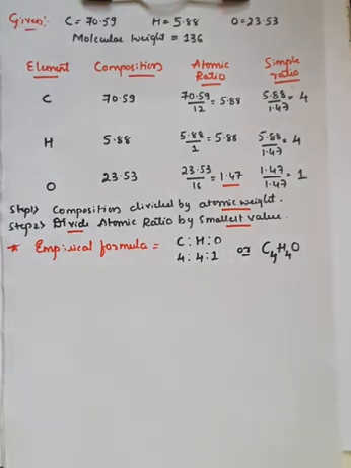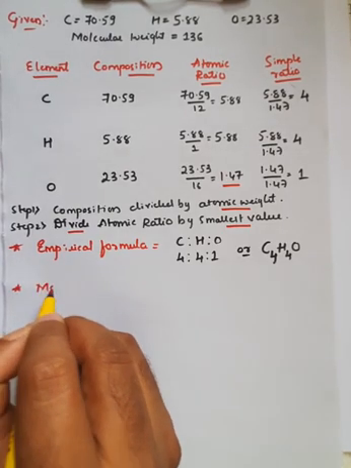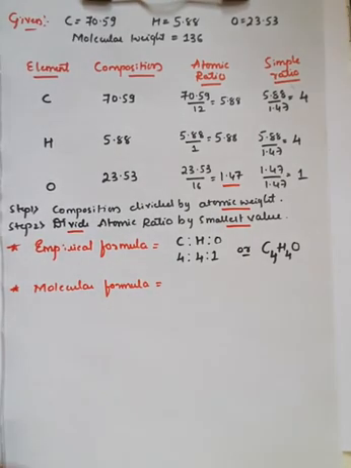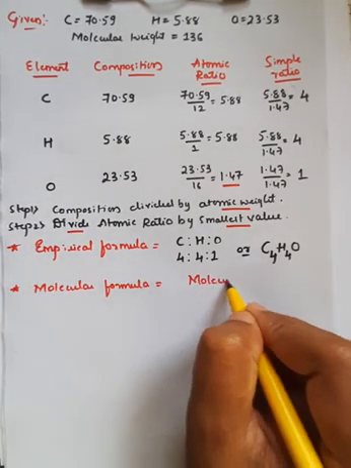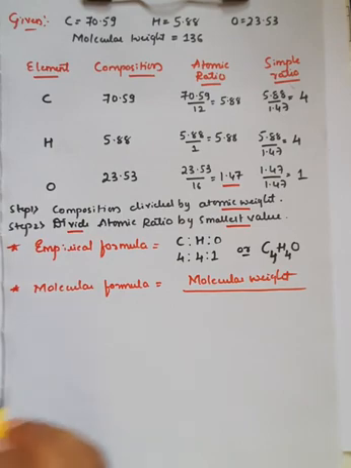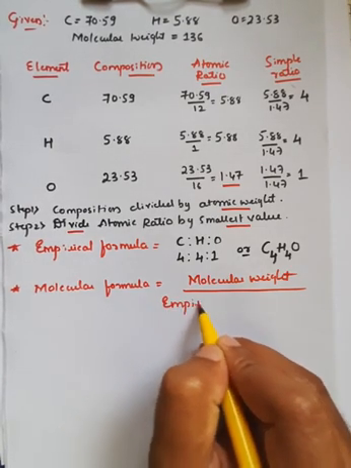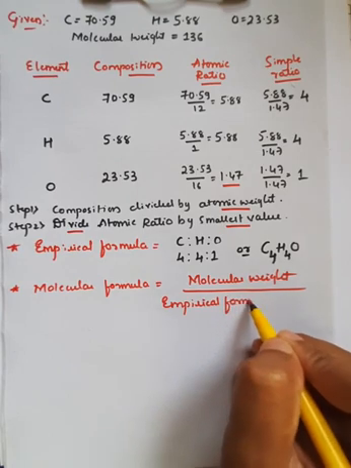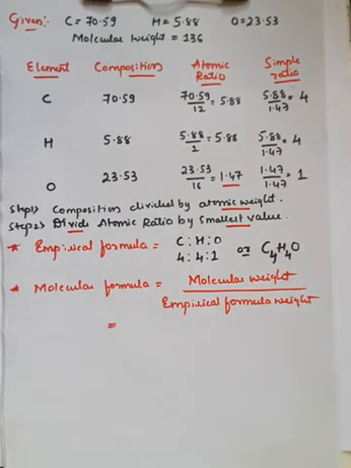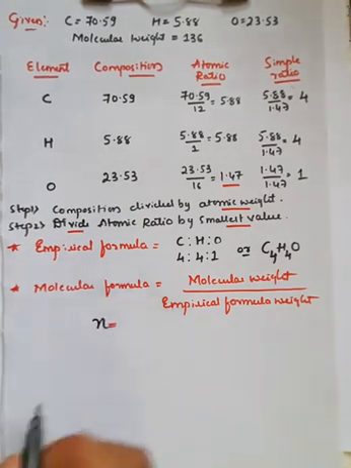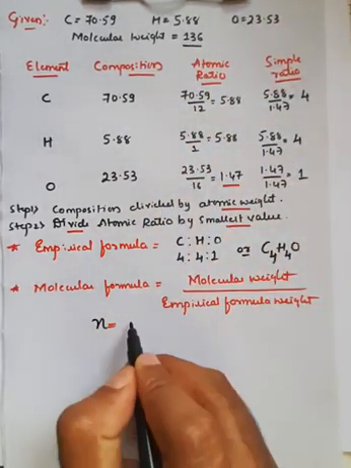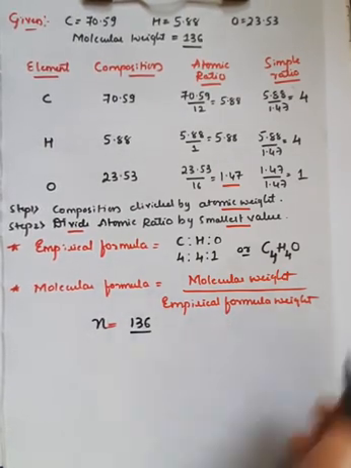So further, to calculate the molecular formula, we have the formula: molecular formula is equal to molecular weight divided by empirical formula weight. The molecular weight is already given, so N is equal to the molecular weight, that is 136, divided by the empirical formula weight.